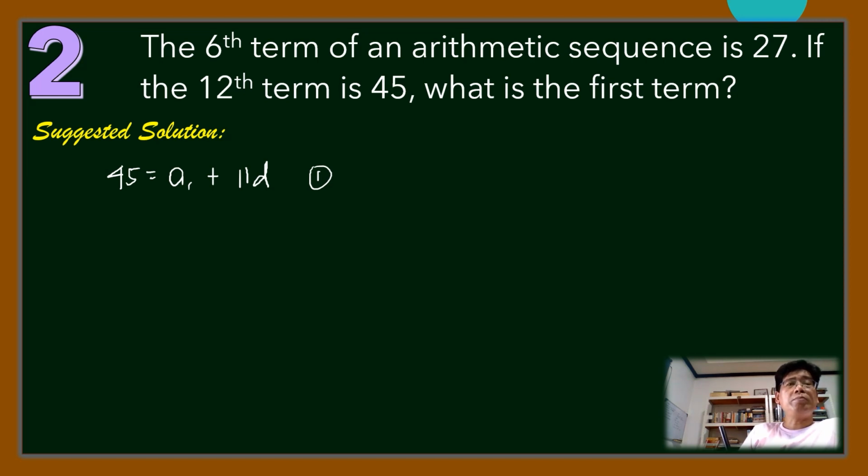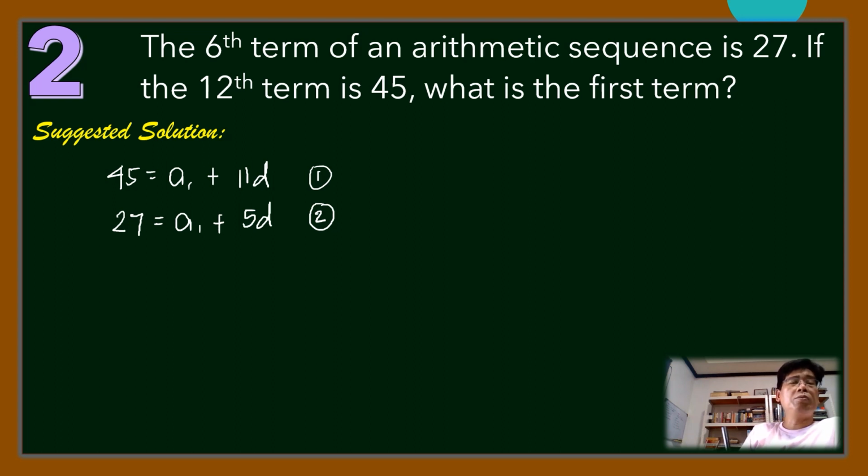From the first statement, the 6th term is 27, so this is a sub 6 equal to a sub 1 plus, since this is the 6th term, n is equal to 6, so 6 minus 1 is 5. We have 5 times the common difference. Let us name this our equation 2.